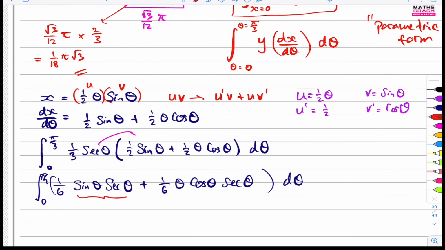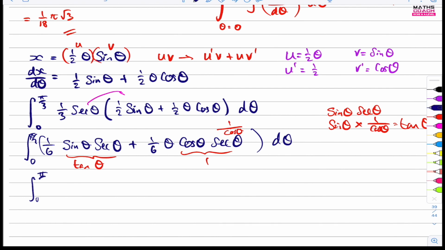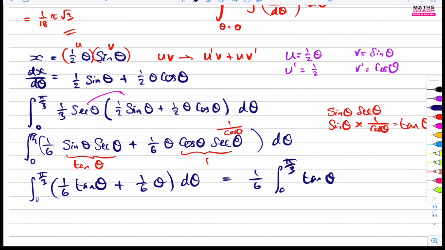Now, sec, remember, is 1/cos. So sine theta times sec theta is sine theta times 1/cos theta, and sine times 1/cos becomes our tan theta. And cos times sec, well, sec is 1/cos again, and 1/cos times cos is just 1. So this integration will now simplify to the integral from 0 to pi by 3 of 1/6 times tan theta plus 1/6 theta d theta, and we can factorize out the 1/6. So this will leave us with tan theta plus theta d theta.